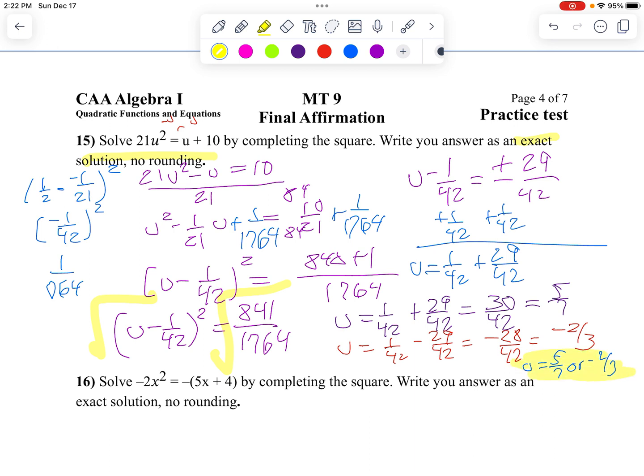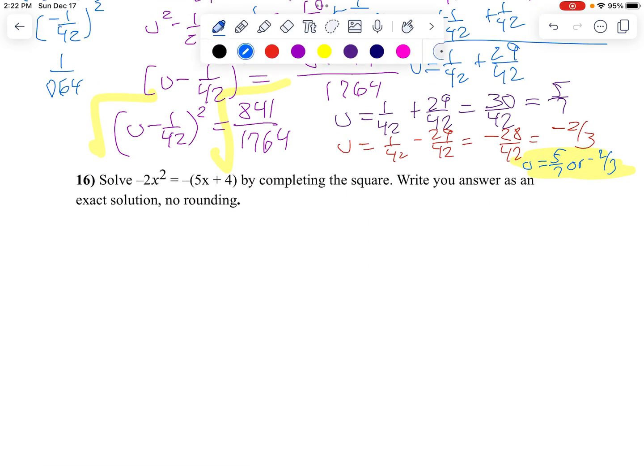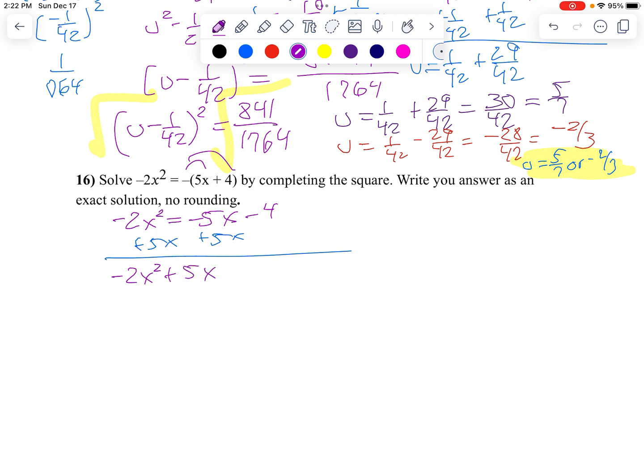Let's take a look at number 16. Now in 16, let's distribute that negative sign inside my problem first. So then we're going to get negative 2x squared equals negative 5x minus 4. We want all the x's on one side, so we'll add 5x to both sides. So our problem becomes negative 2x squared plus 5x equals, let's leave a little space there because I want to complete the square.